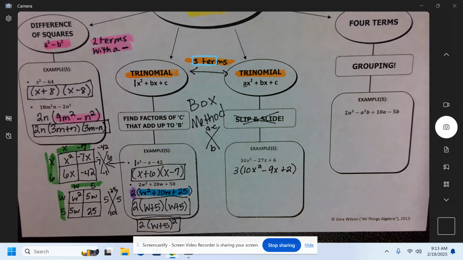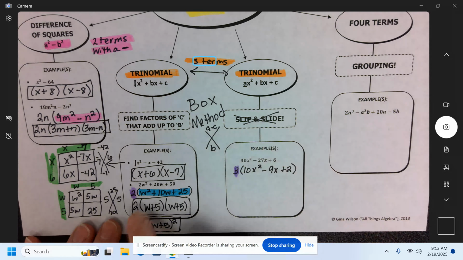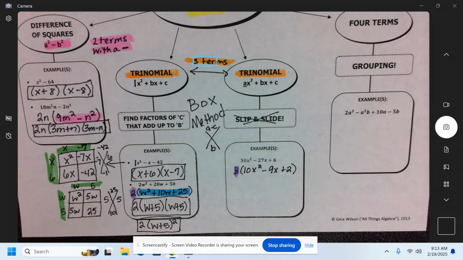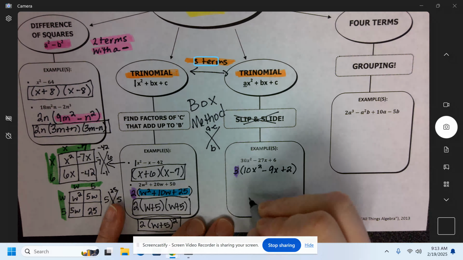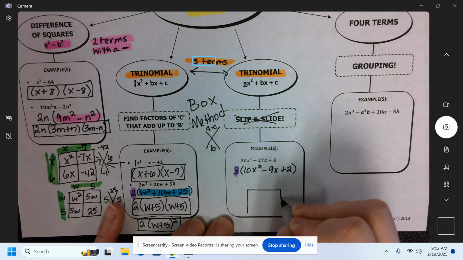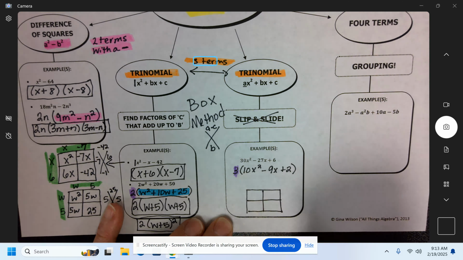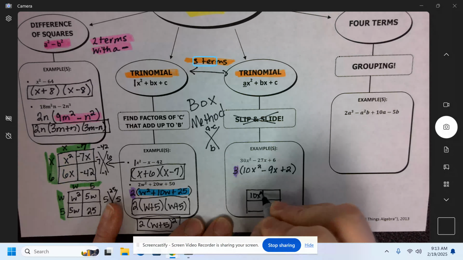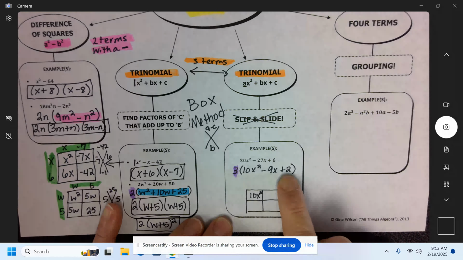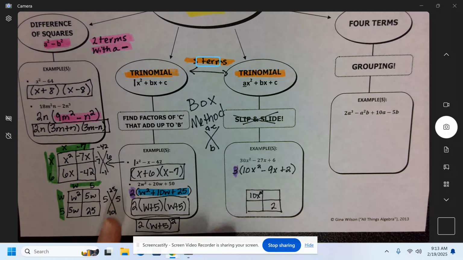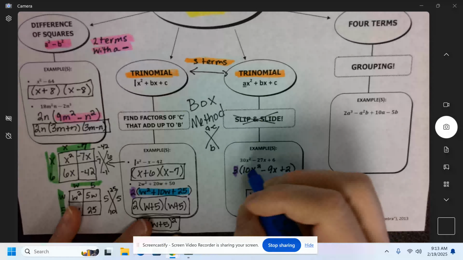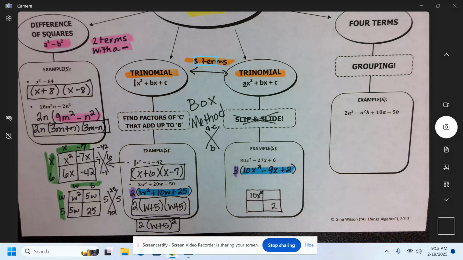Okay? Now remember, this 3 that we have here, just like the 2 we had over here, we've got to carry it down. So we can't forget about that when we go back to write our answer. Okay? All right, so let's see what we can come up with here. So we're going to draw our box, and inside that box in the top left, we're going to put the first term, 10x squared. In the bottom of our box, we're going to put the last term, which is 2. And again, remember, we are now factoring what's inside the parentheses, okay, that we factored out that 3 from.